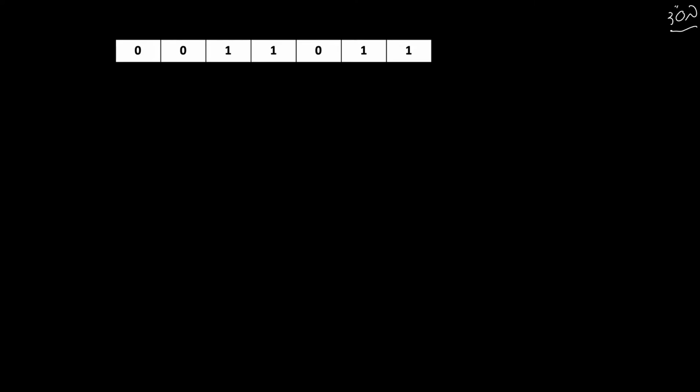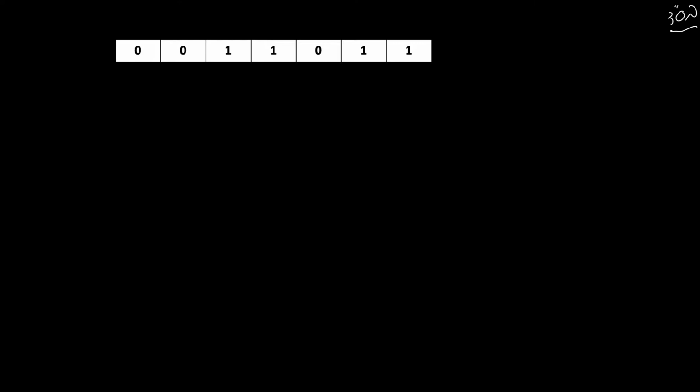In this case, we're going to show you a quick way to take a code that's written in Hamming code and quickly know how to fix it. First of all, this is the code we're given: 0, 0, 1, 1, 0, 1, and 1.